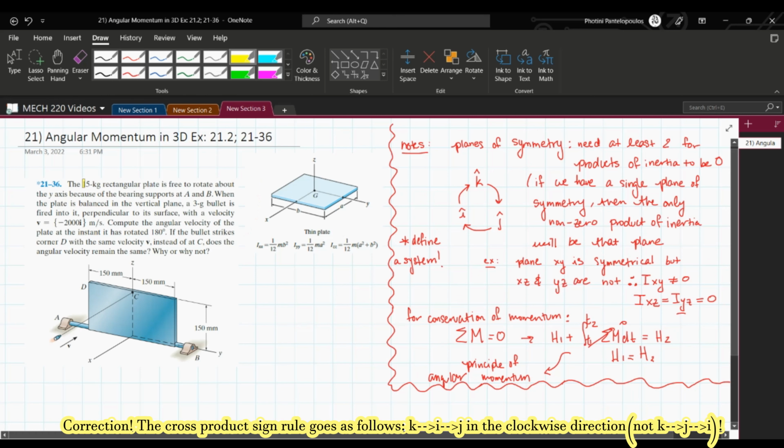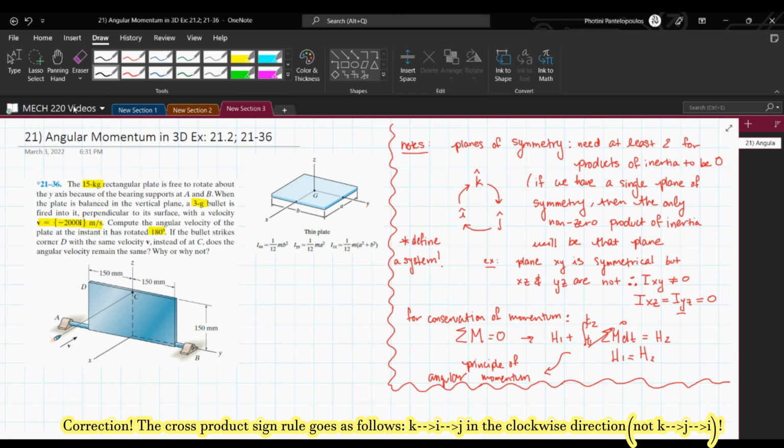The 15 kilogram rectangular plate is free to rotate about the y-axis because of the bearing supports at A and B. When the plate is balanced in the vertical plane, a 3-gram bullet is fired into it, perpendicular to its surface, with a velocity of negative 2,000 i hat meters per second. Compute the angular velocity of the plate at the instant it is rotated 180 degrees. If the bullet strikes the corner D with the same velocity V instead of at C, does the angular velocity remain the same? Why or why not?